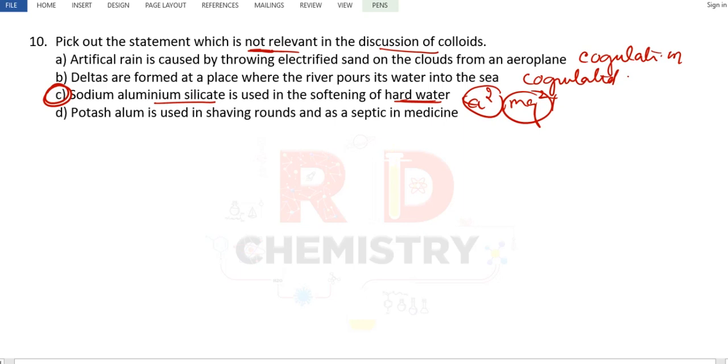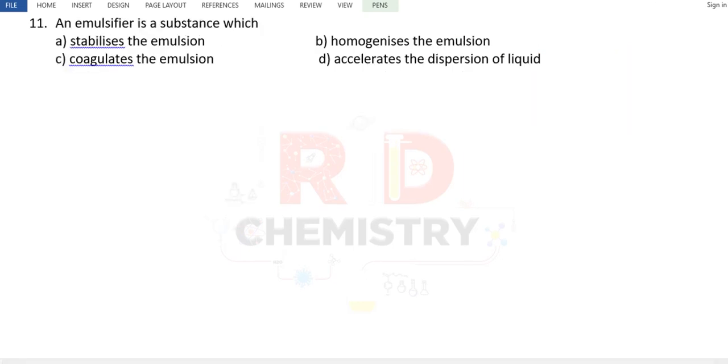Potash alum is used in shaving and as a styptic in medicines. Correct. Potash alum stops the bleeding of the blood. That means coagulation of the blood is involved here. So three statements involve coagulation, and statement C doesn't involve the coagulation process. Therefore, C should be the answer. Okay. Question number 11. An emulsifier is a substance added.